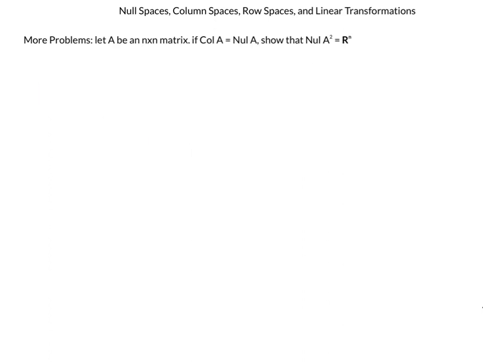The last problem, let A be an n by n matrix. So if the column space of A is equal to the null space of A, show that the null space of A squared is equal to Rn. This is a sort of strange way of explaining this proof, but what I really want, I'm going to aim to get Ax equals 0. In other words, Ax itself is in the null space. Then from there, it's easy.